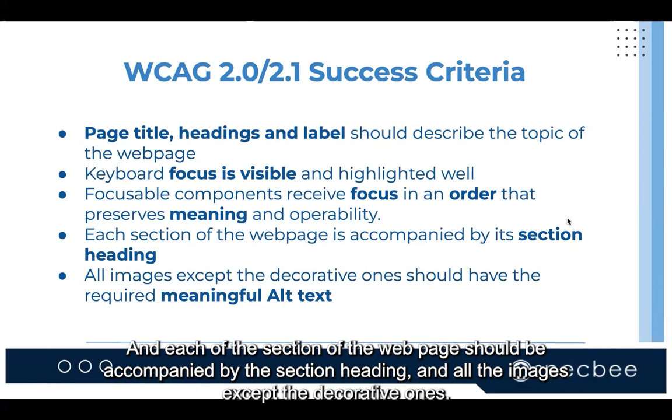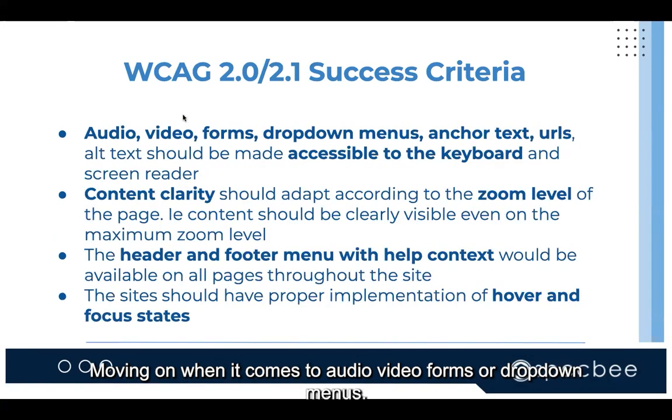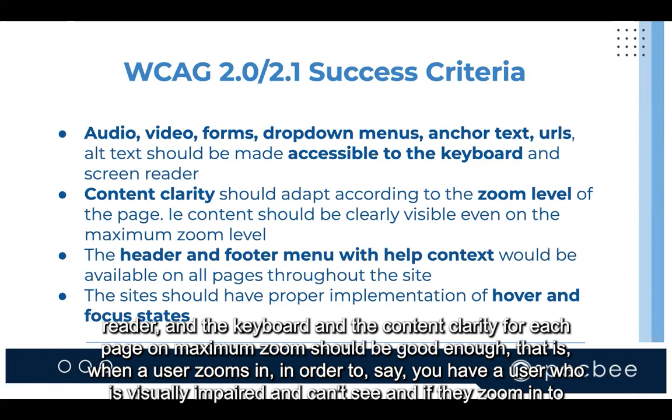And each section of the web page should be accompanied by the section heading. And all the images except the decorative ones, the meaningful images, should be accompanied by alt text, and this alt text should be made readable by the screen readers. Moving on, when it comes to audio, video, forms, or drop-down menus, all the components on the site should be made accessible with the screen reader and the keyboard.